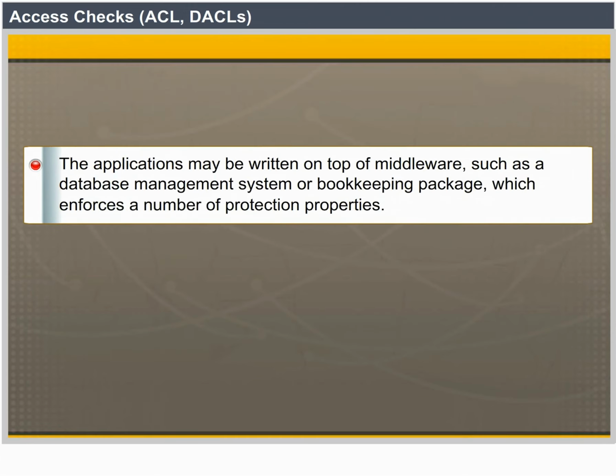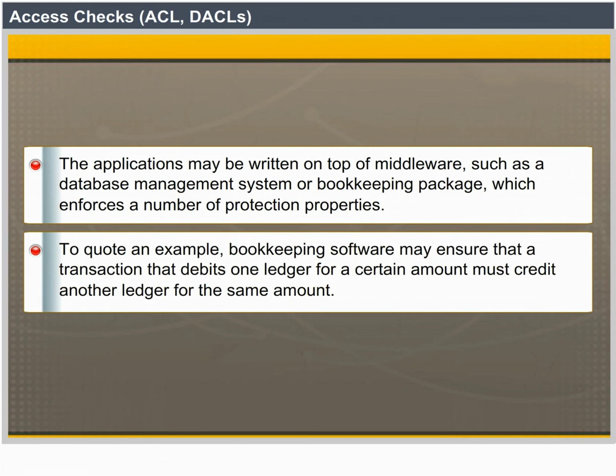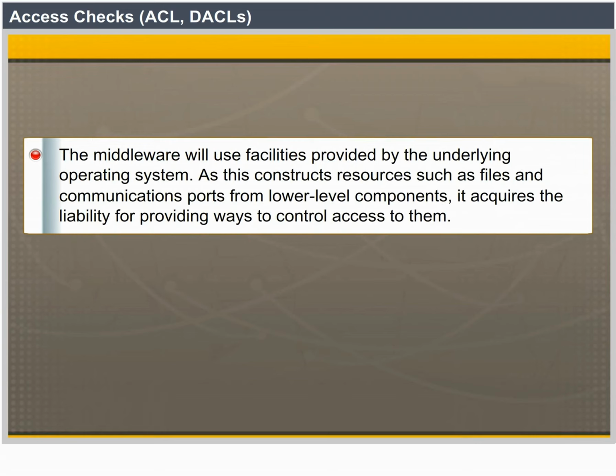The applications may be written on top of middleware such as a database management system or bookkeeping package which enforces a number of protection properties. For example, bookkeeping software may ensure that a transaction that debits one ledger for a certain amount must credit another ledger for the same amount. The middleware will use facilities provided by the underlying operating system. As this constructs resources such as files and communications ports from lower-level components, it acquires the responsibility for providing ways to control access to them.